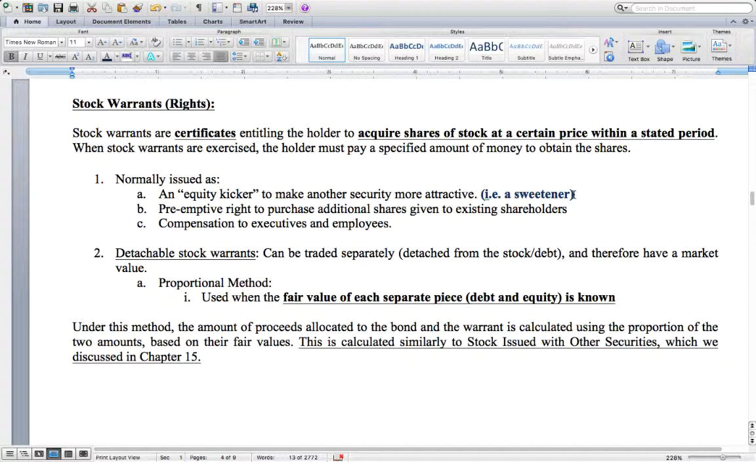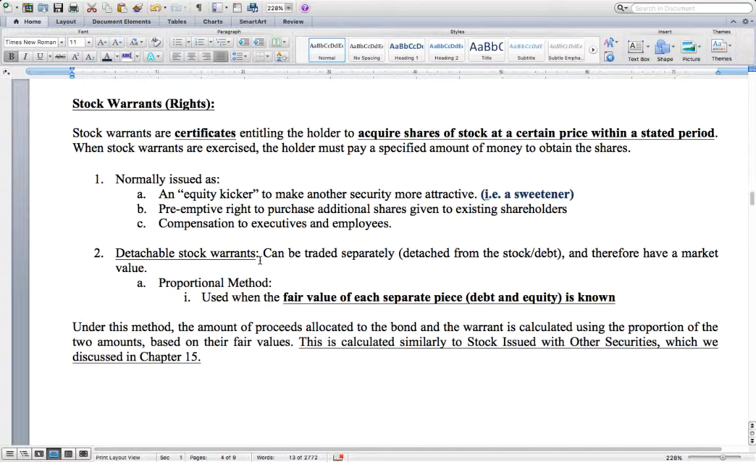There are two types of stock warrants. One is detachable stock warrants, and the second is non-detachable stock warrants. First, we're going to start with detachable stock warrants. These can be traded separately, i.e. detached from the stock or the debt that they are associated with, and therefore have a market value.